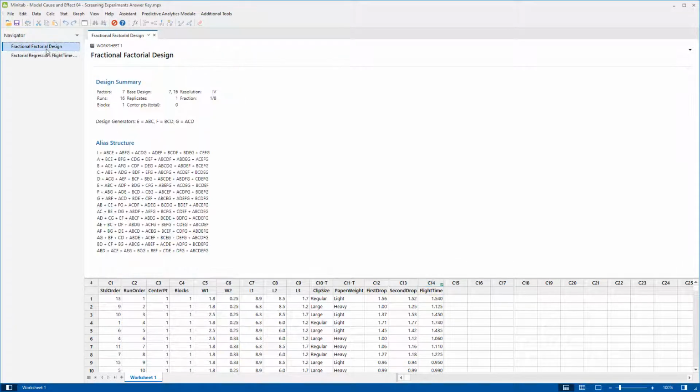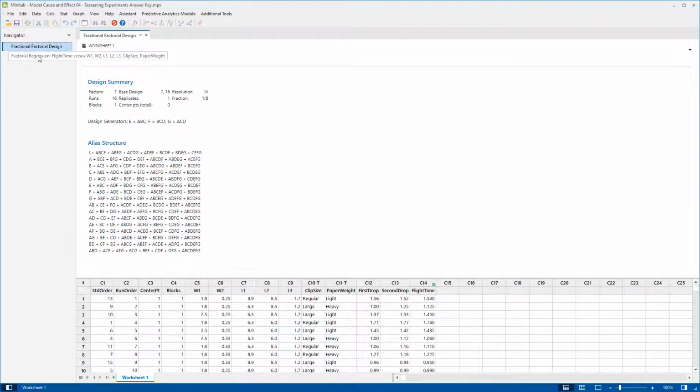And first, let's look at the factorial design that we chose earlier. And this was a 7-factor design, and we had 16 runs. And you'll see that that's a resolution 4, meaning that two-factor interactions would be confounded with other two-factor interactions. And Minitab shows you the alias structure. So you see main effects are confounded only with three-factor and higher interactions, and that's a good thing. So they're pretty clean main effects, and we can determine something from them.